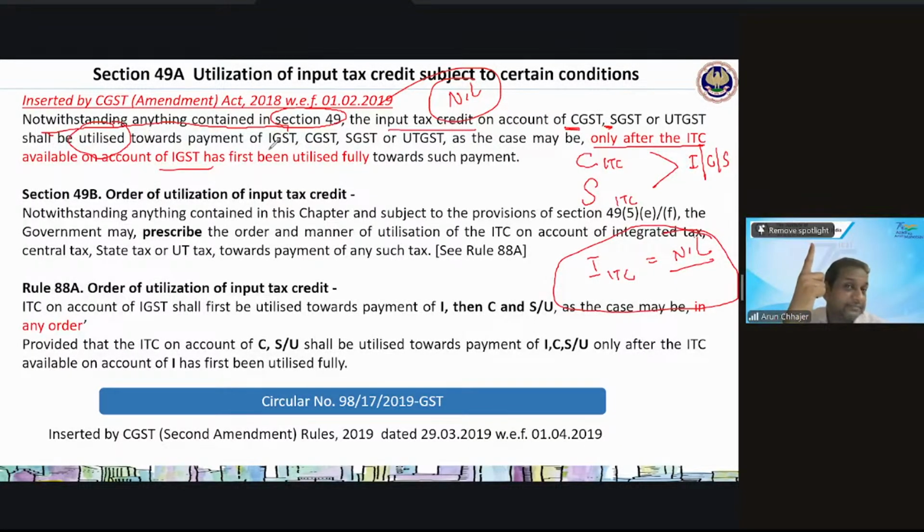Giving you 1 minute to think. If no, then just tell, sir, I am not able to identify. No issue, we'll move further. I'll read the 49B, 88 capital A, and then we'll come back to the 49.